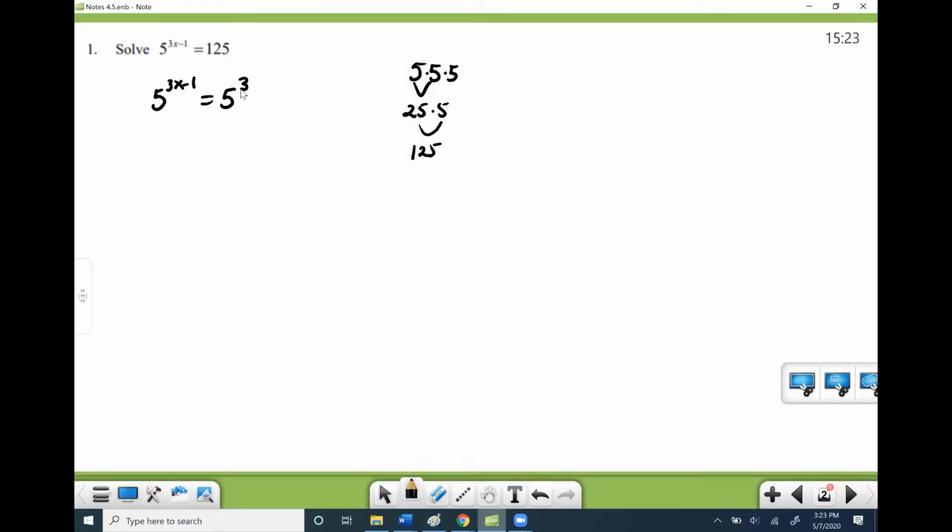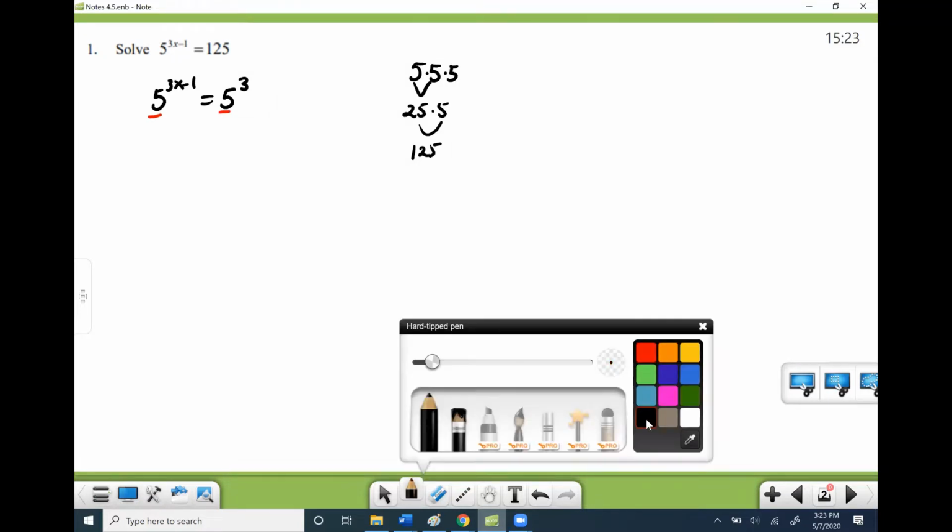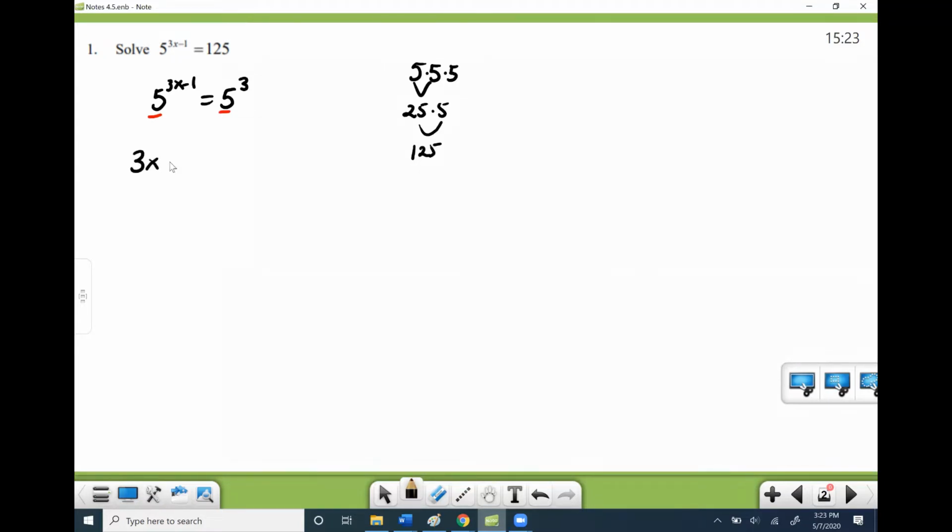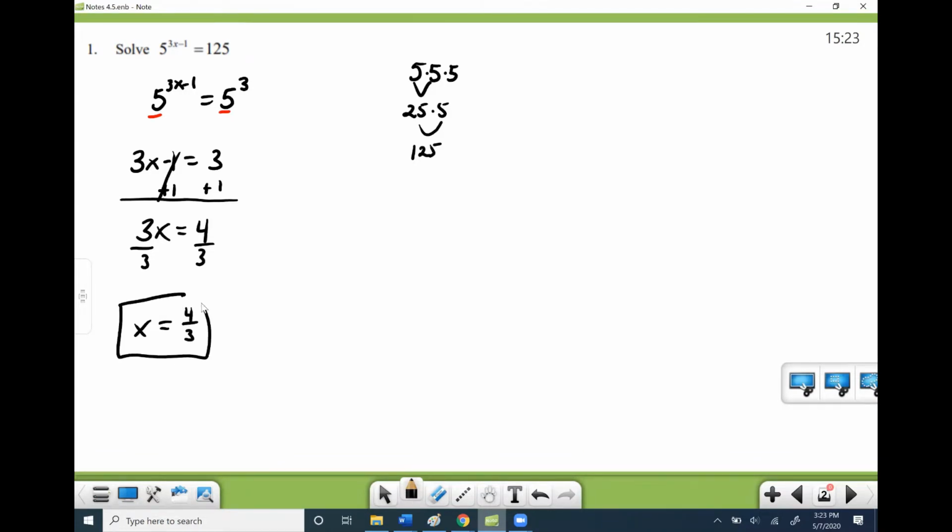So it didn't look like it was going to apply, but it really does apply. Our bases match. So we're going to use the equivalence property to say the exponents need to match in order for these two to be equal. And then you just solve that equation, just like you guys have been doing all semester. Divide by 3, done. X equals 4/3. Okay, let's try another.